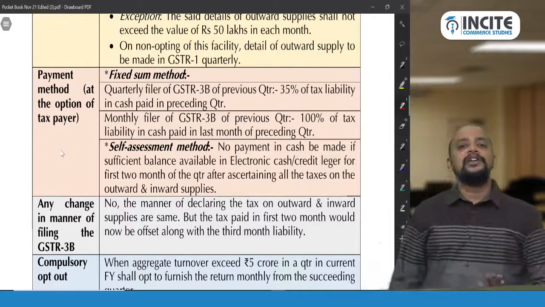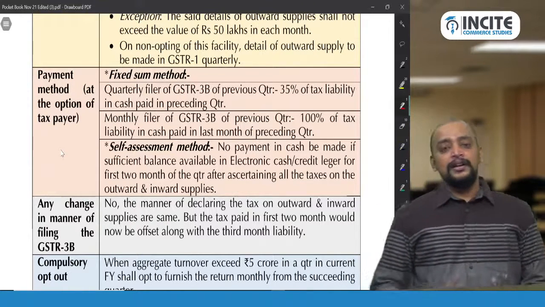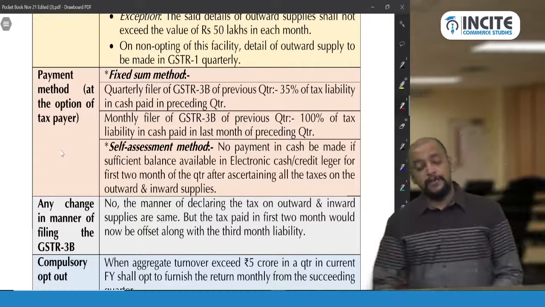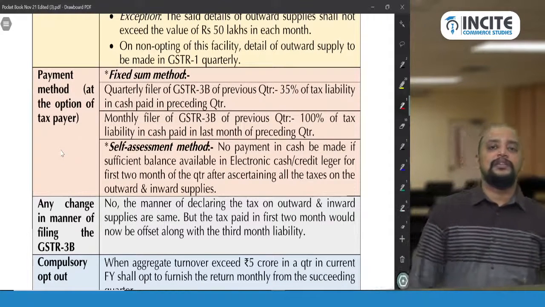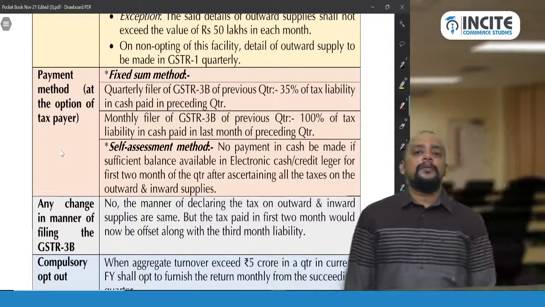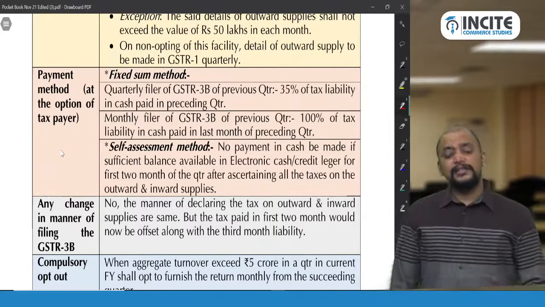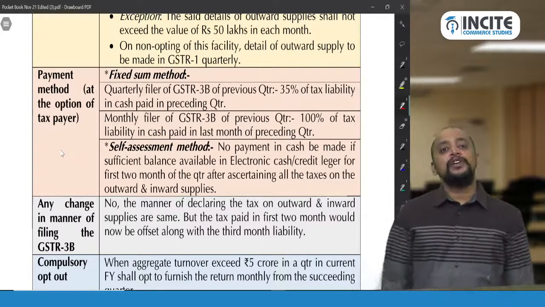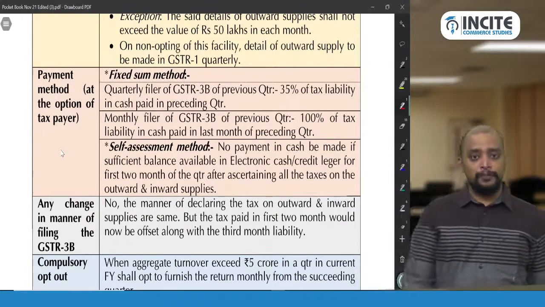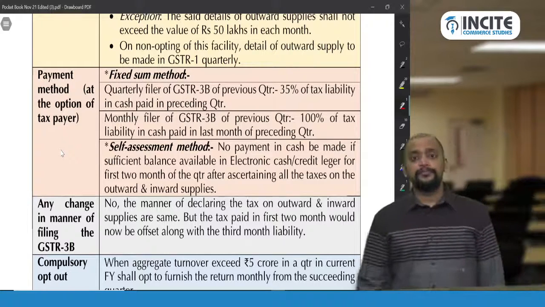The same scenario we'll see under the self-assessment method. In the self-assessment method, what will happen? For the first month, we paid 3,50,000, but the actual liability is 4,50,000 that we should have paid. So 1 lakh we did not pay.